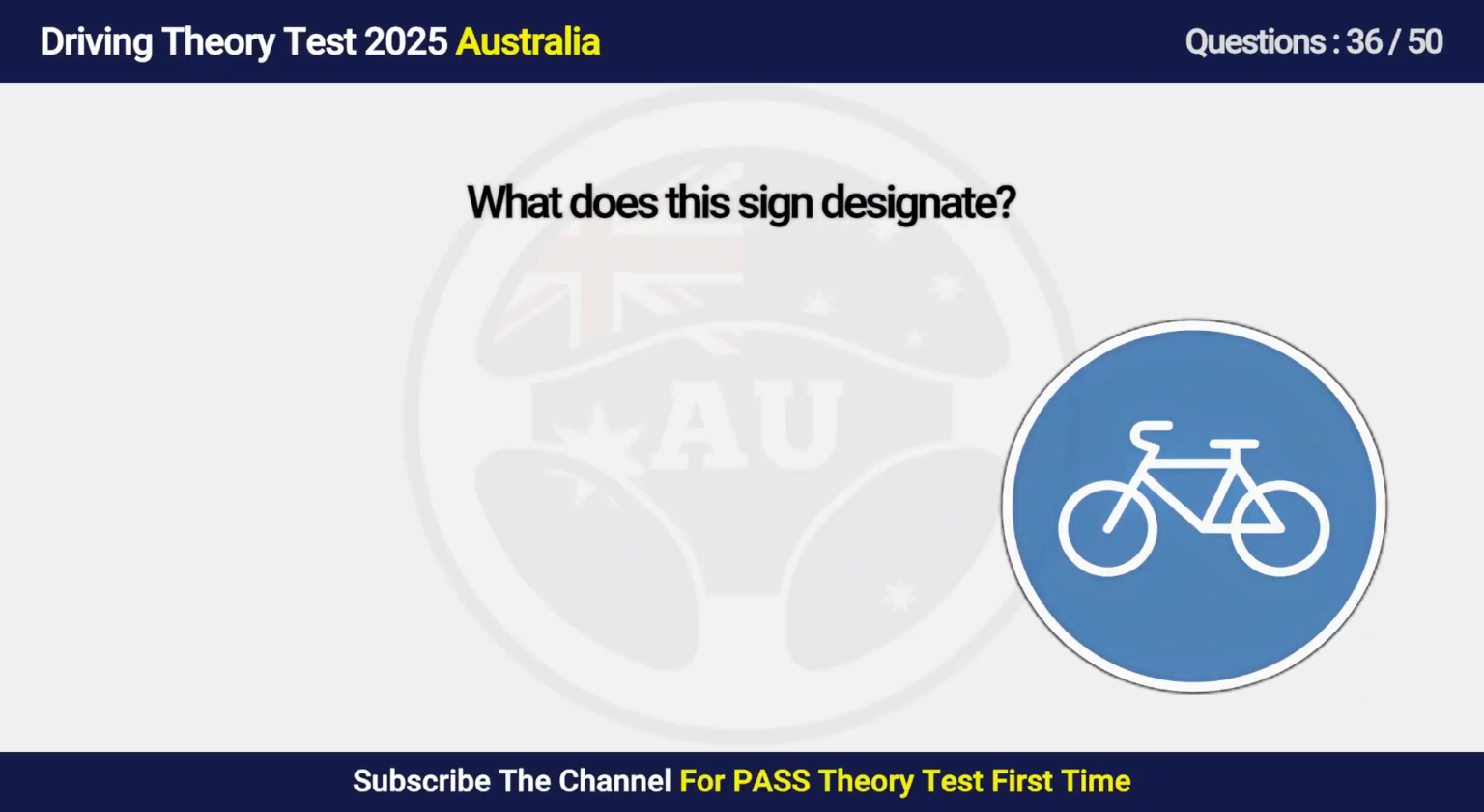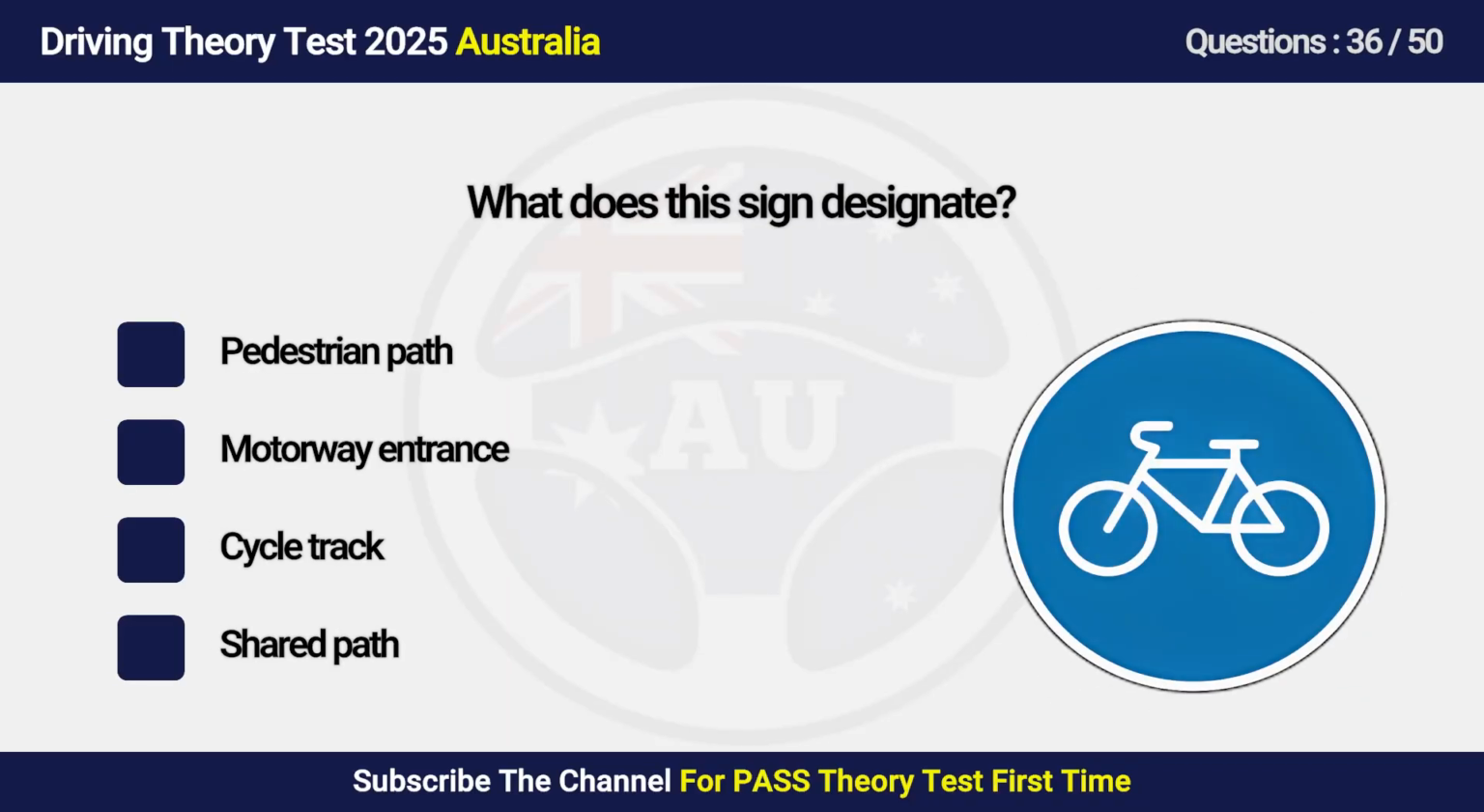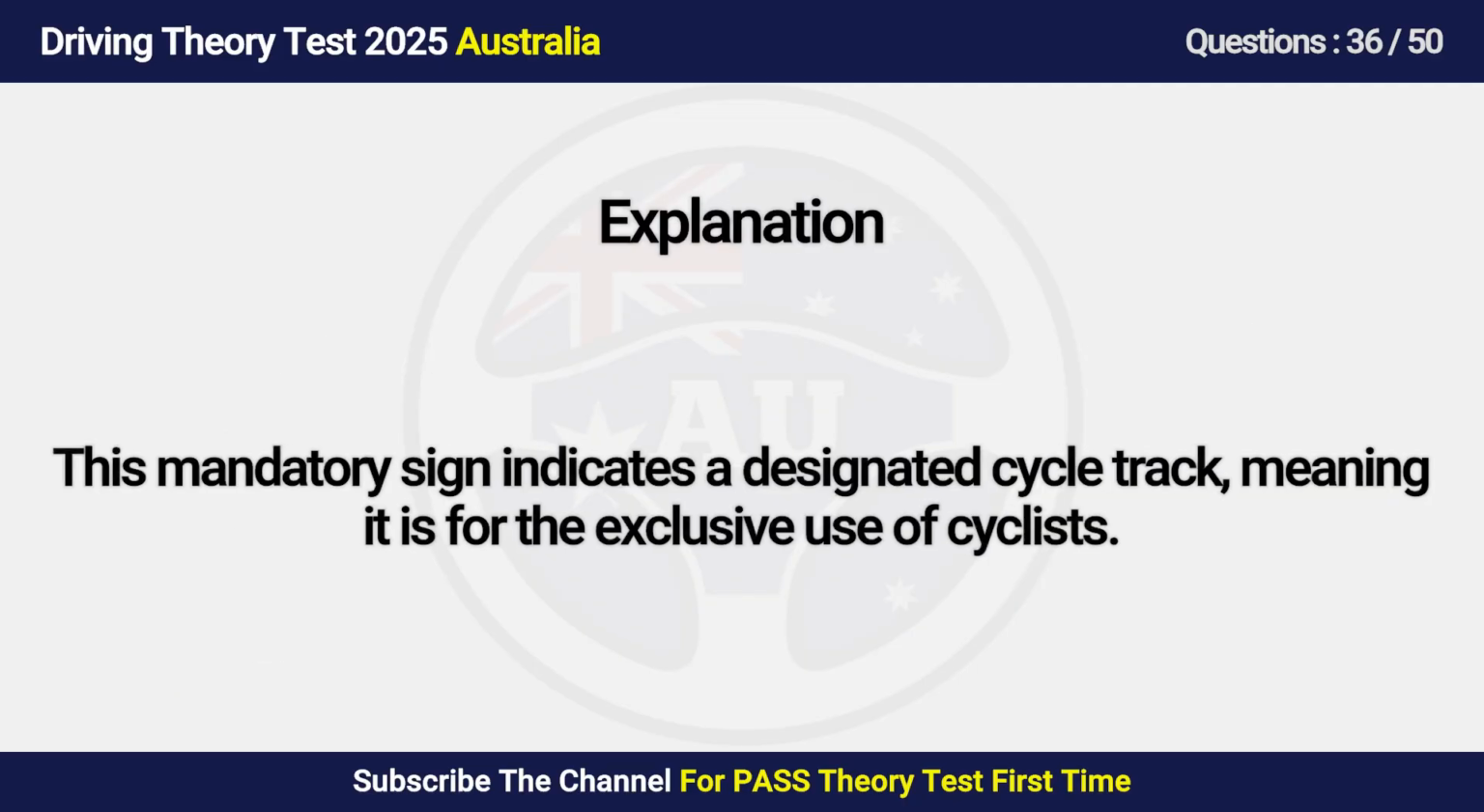Question 36. What does this sign designate? A. Pedestrian path. B. Motorway entrance. C. Cycle track. D. Shared path. Answer is C. Cycle track. This mandatory sign indicates a cycle track, meaning it is for the exclusive use of cyclists.